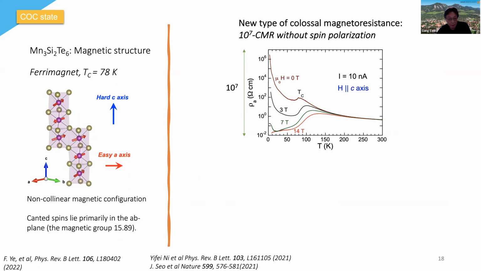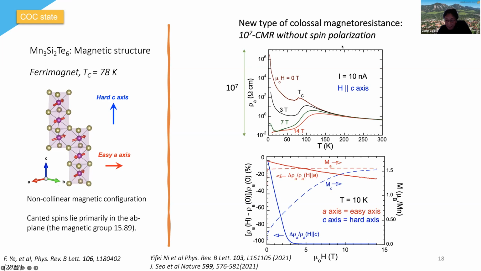The work reporting the behavior of this material was published in this PRB paper in 2021. In that work, we report the resistivity as a function of temperature when we apply a small current, here 10 nanoamps, with a magnetic field applied along the C-axis, which is the hard axis. We see a drastic resistivity drop, especially at 14 Tesla. From here to here, the resistivity drop is more than 7 orders of magnitude without spin polarization.